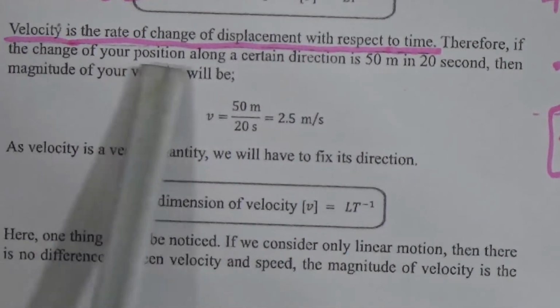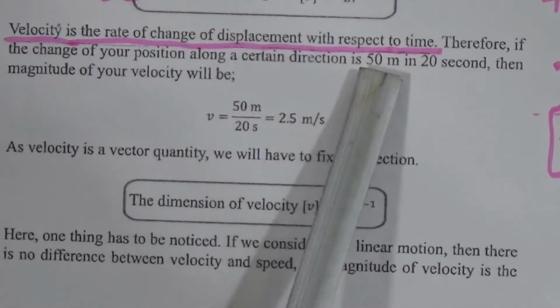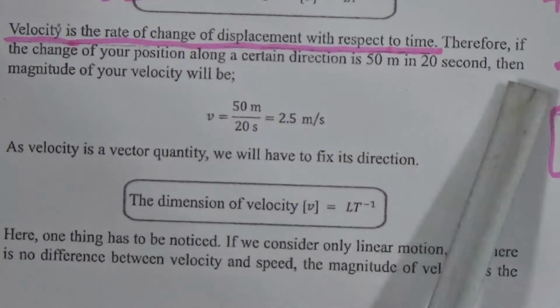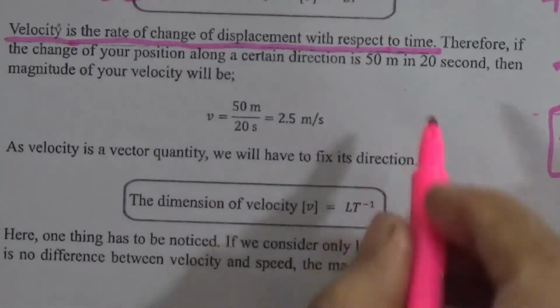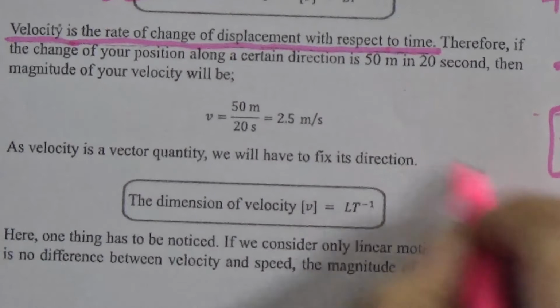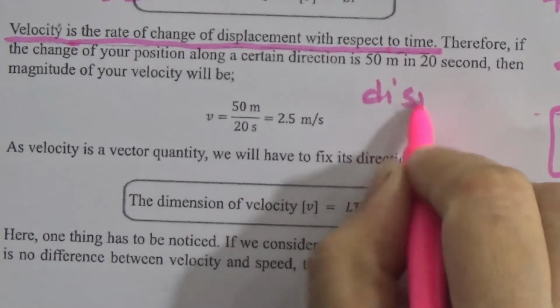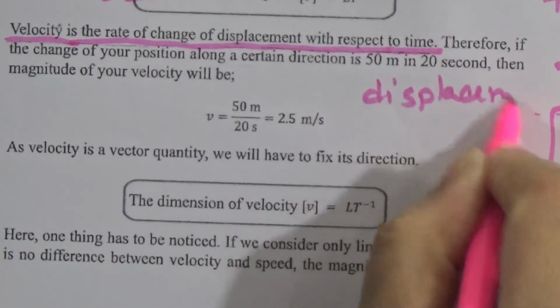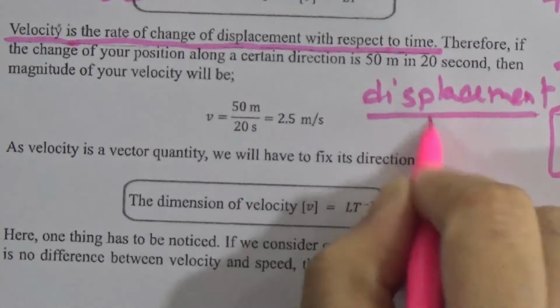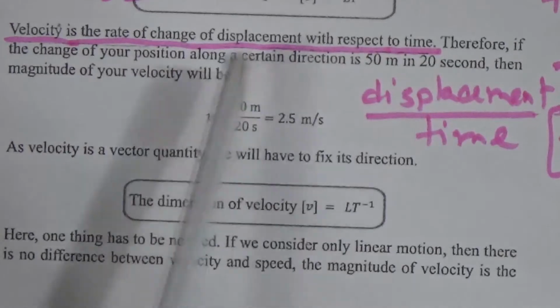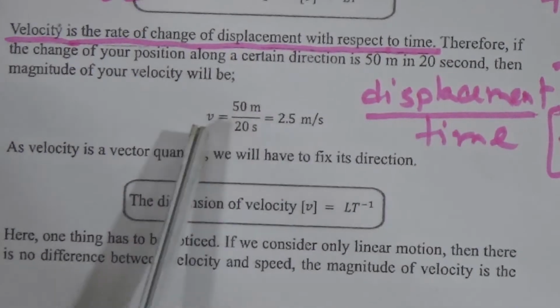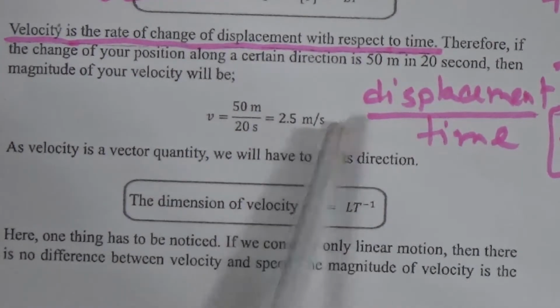And here is an example. If the change of your position along a certain direction is 50 meters in 20 seconds, then the magnitude of your velocity will be V equal displacement divided by time. The given displacement is 50 meter and time is 20 seconds. That means velocity will be 2.5 meter per second.